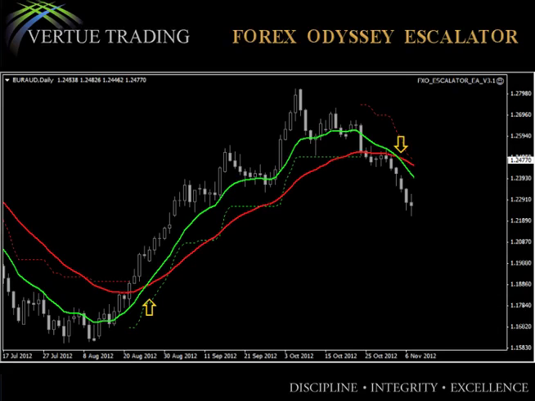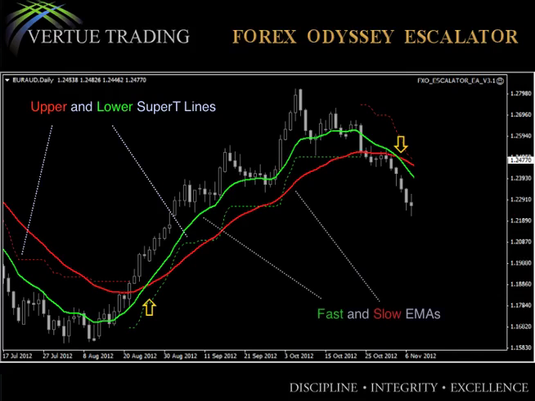On the screen are examples of two escalator setups, a long, which is already completed, and a short trade which has recently been triggered. The red dashed line is the upper Super T, which indicates potential price resistance, and the green dashed line is the lower Super T, indicating support. For a long trade to trigger, the fast EMA must have crossed above the slow EMA, and for a short signal, the fast must have crossed below the slow.